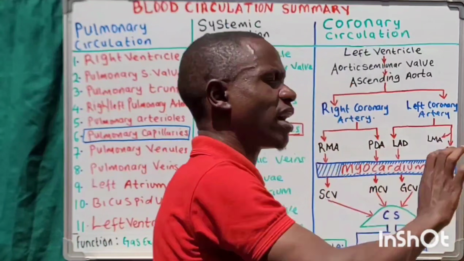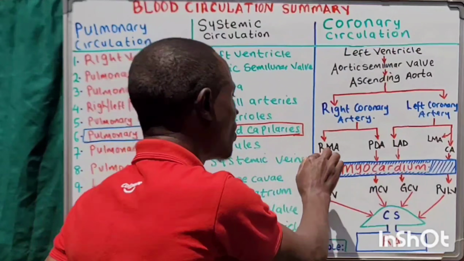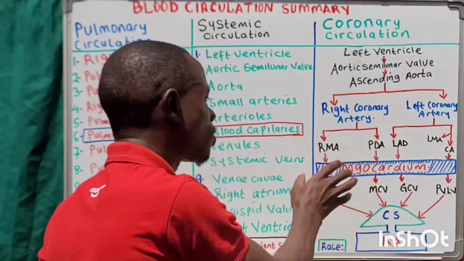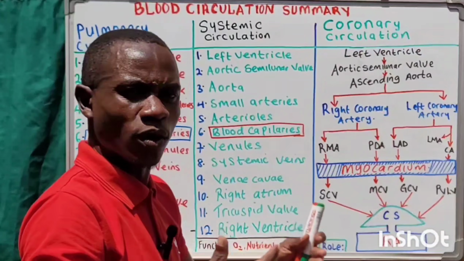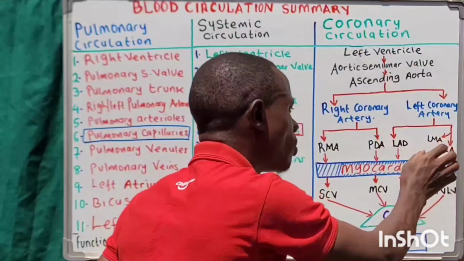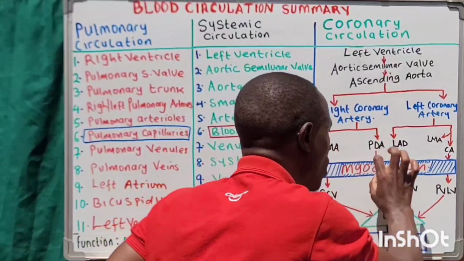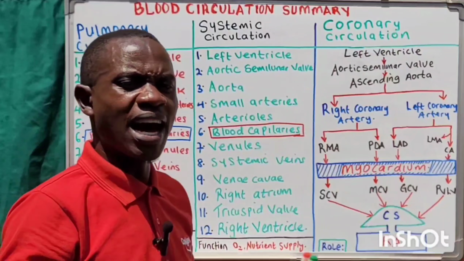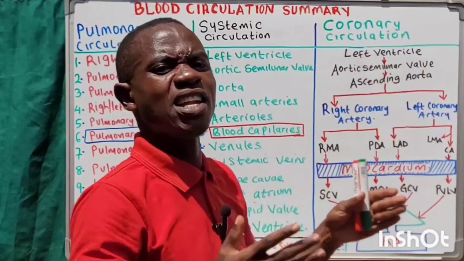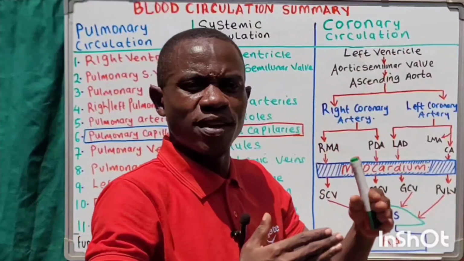All these arteries are going to be supplying different portions of the myocardium. From the right marginal artery you have arterioles, and from the arterioles finally into the capillaries, which are going to be feeding the myocardium. Then from there we shall have venules, and multiple venules will come together and make different veins.